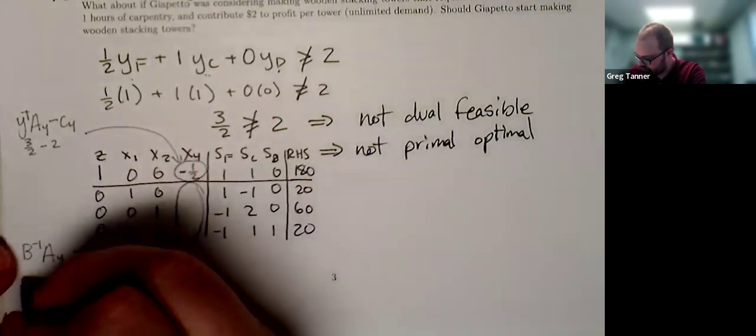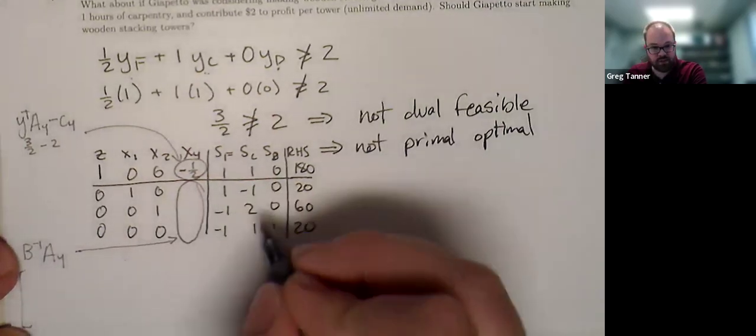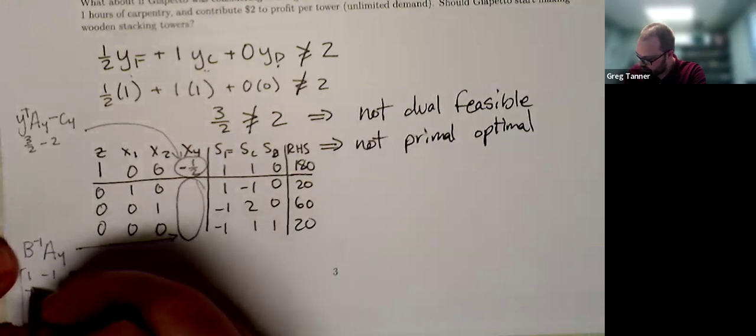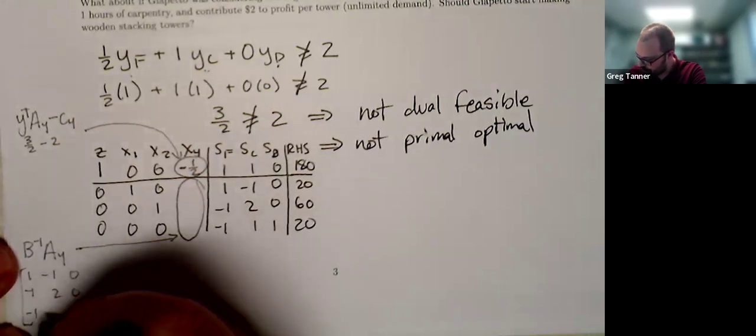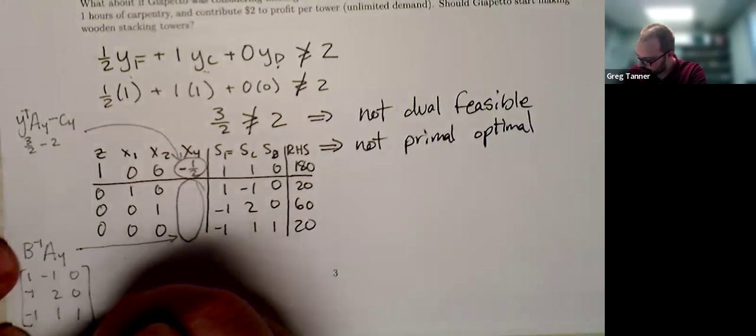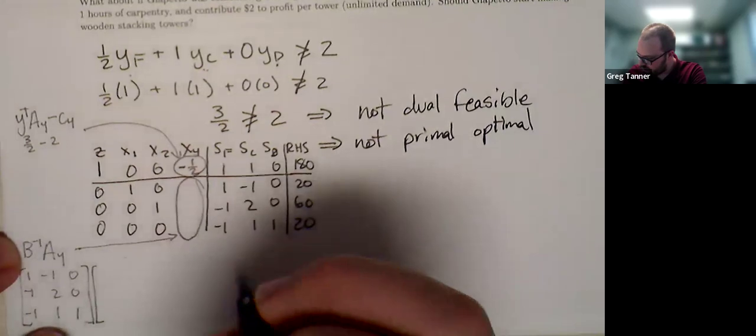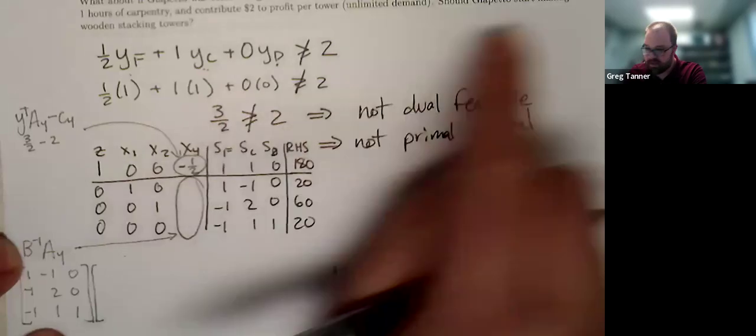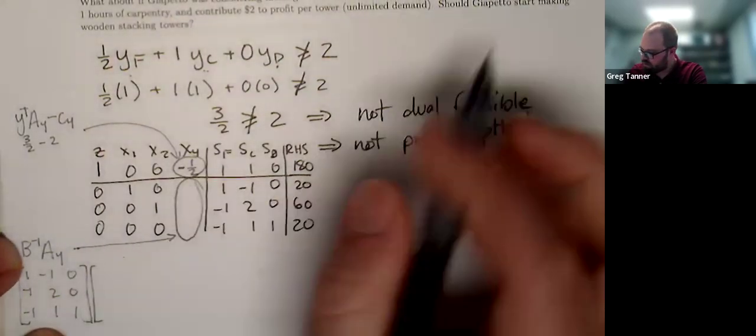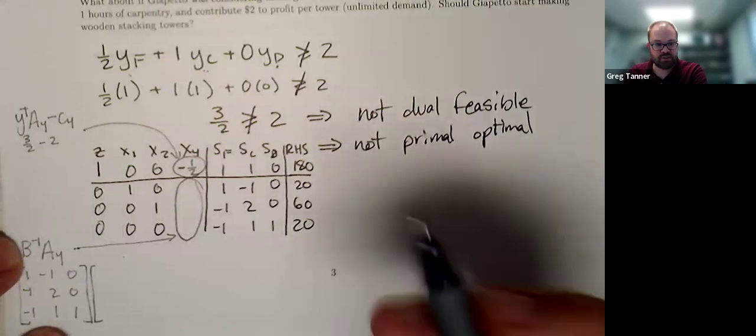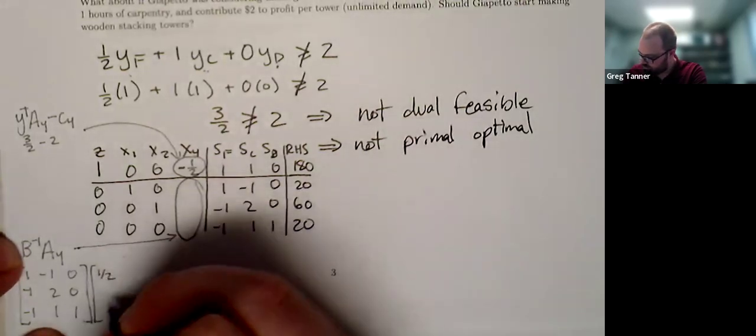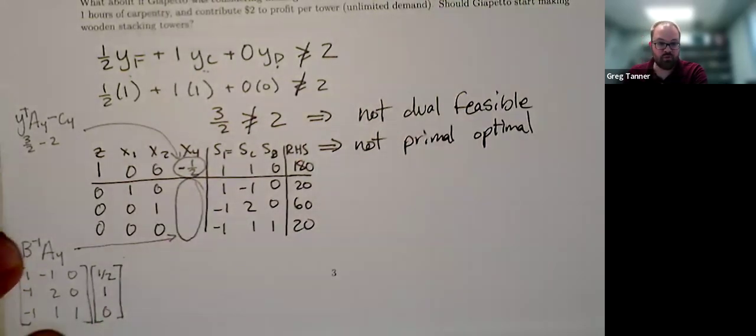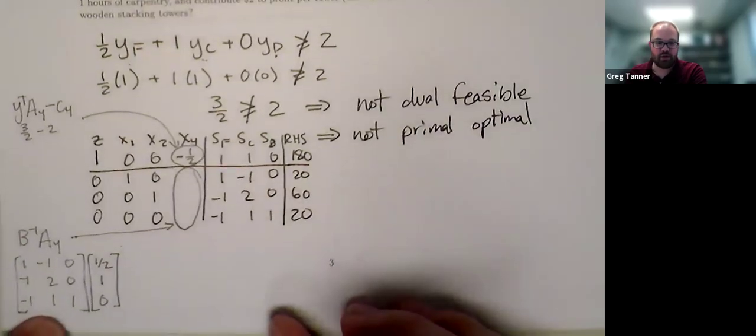And so let's go ahead and write that out. My B inverse matrix, I can read off from right here: 1, -1, 0, -1, 2, 0, and -1, 1, 1. And I'll multiply it by these coefficients that I get from essentially the usage of the different resources. And so it's going to be 1/2, 1, and 0. Essentially the coefficients in each of the 3 constraints for that new variable.